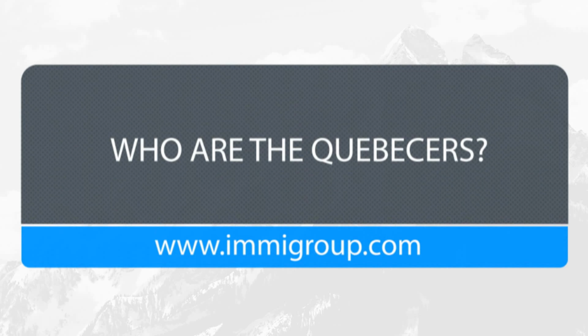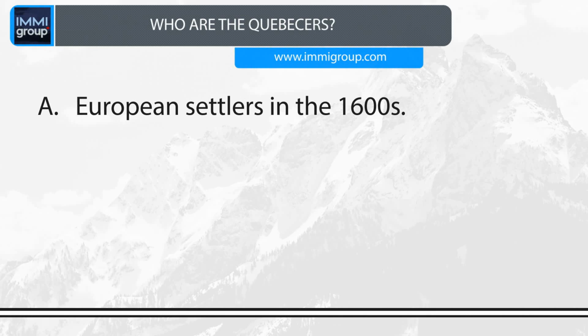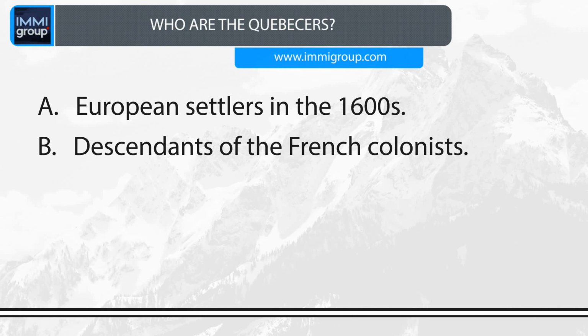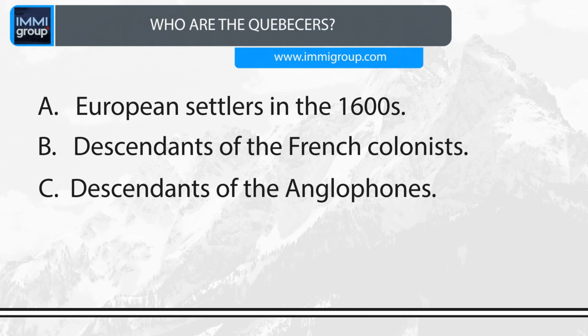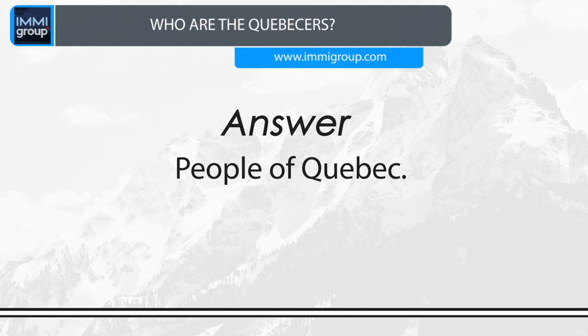Who are the Quebecers? A. European settlers in the 1600s. B. Descendants of the French colonists. C. Descendants of the Anglophones. D. People of Quebec. Answer: people of Quebec.